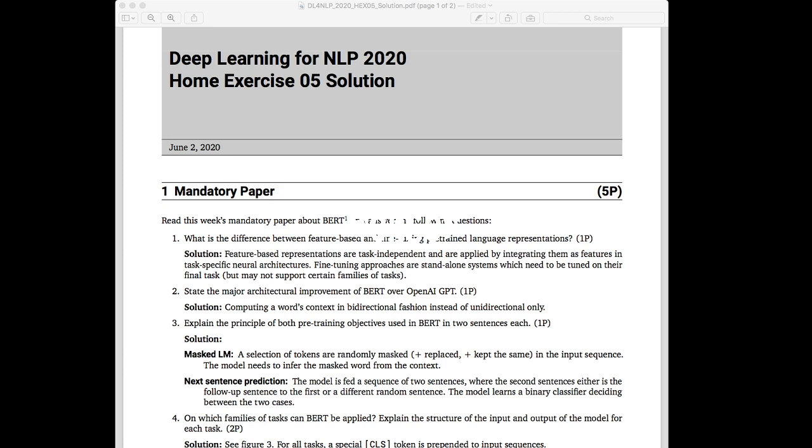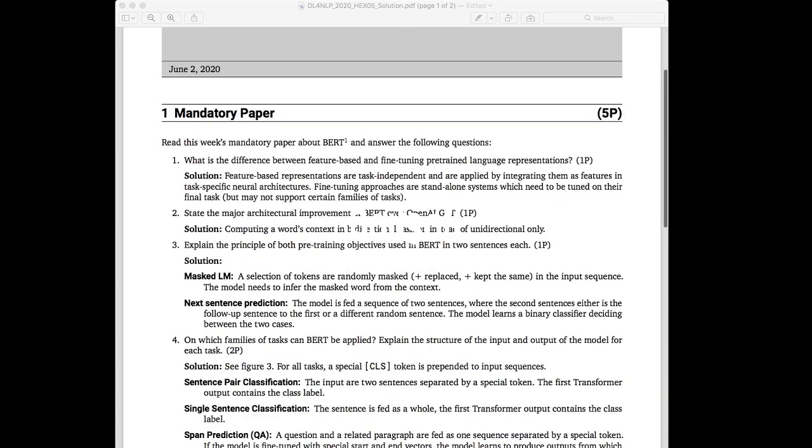The next question is about the principles of the training objectives of BERT. BERT has been trained on a very large corpus with two pre-training objective functions. The first is masked language modeling. Another is next sentence prediction. I think this solution is pretty clear here, so I will just skip this question.